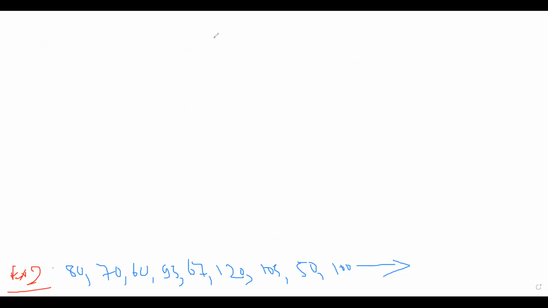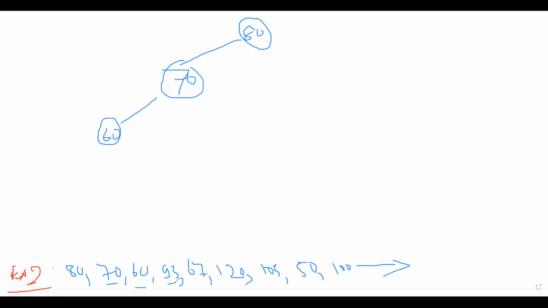Let's work this out. We start with 80, so the root node is 80. Then we have 70. 70 is lower than 80, so it goes over here. Then 60. 60 is again lower than 80 and lower than 70, so it goes over here.